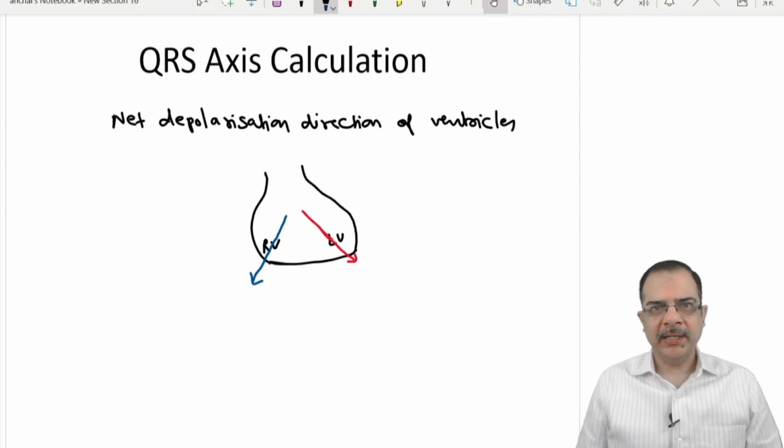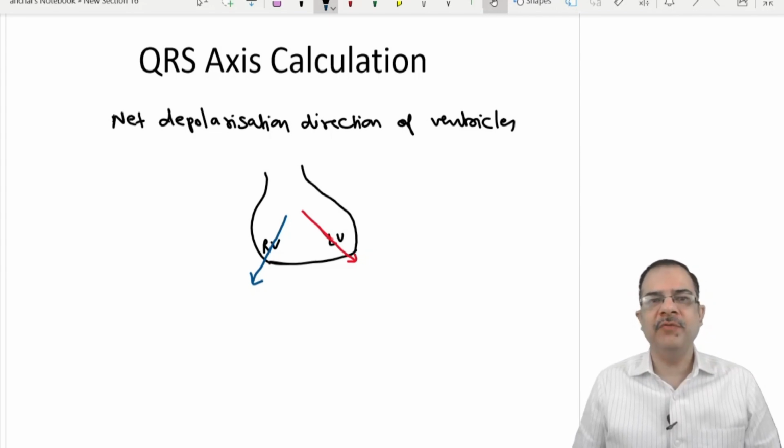So we know that predominantly the depolarization direction will be towards the left ventricle side. So the net direction will be in this direction towards the left lower leg, the direction of depolarization. So how is it calculated?